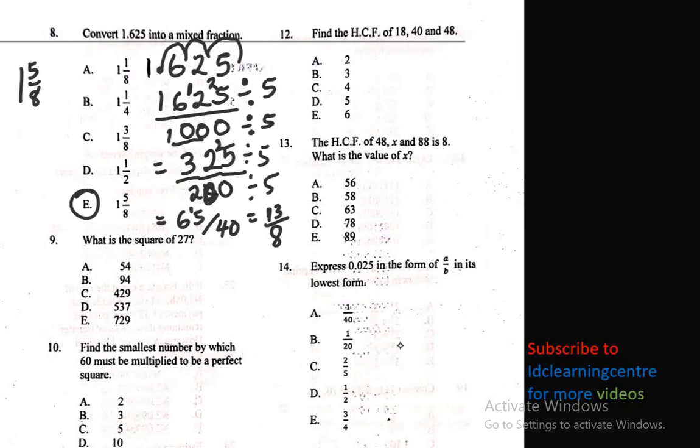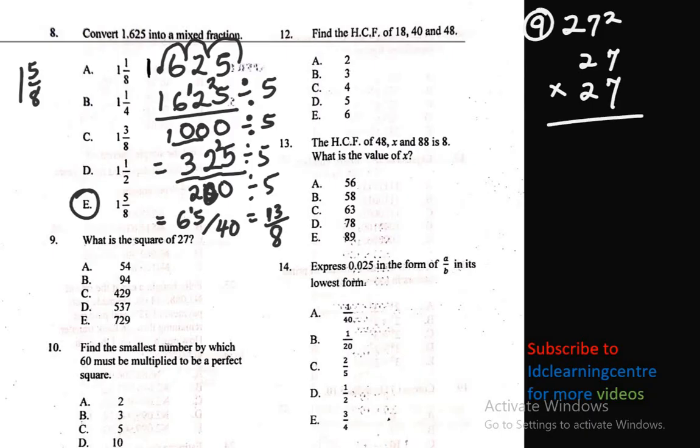Question 9 is a straight question. It says, what is the square of 27? Square simply means the exponent is 2, which means multiply 27 by itself. 27 times 27. Okay, so let me create more space for this. Like I said earlier, 27 square means 27 times 27.